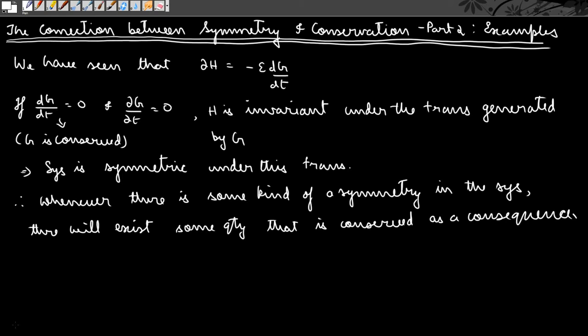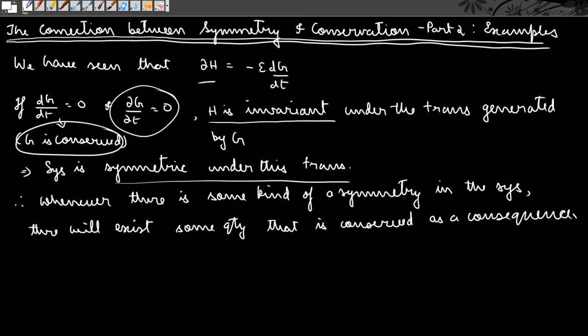So let us begin. In our previous lecture we have already seen that the change in the Hamiltonian is given by negative of epsilon times the total time derivative of the generating function G. And if this generating function is conserved, in other words dG/dt equals 0, and it is not explicitly dependent on time, then we can say that H is invariant under the transformation generated by G, which in turn implies that the system is symmetric under this transformation.